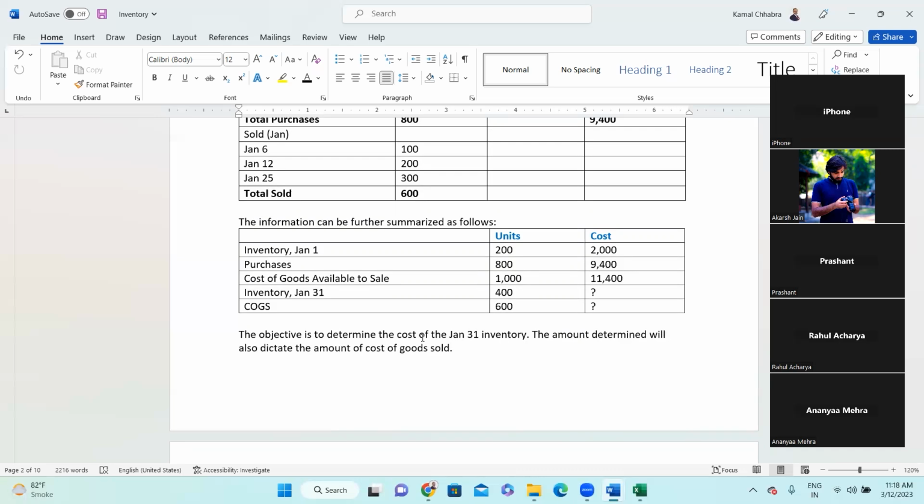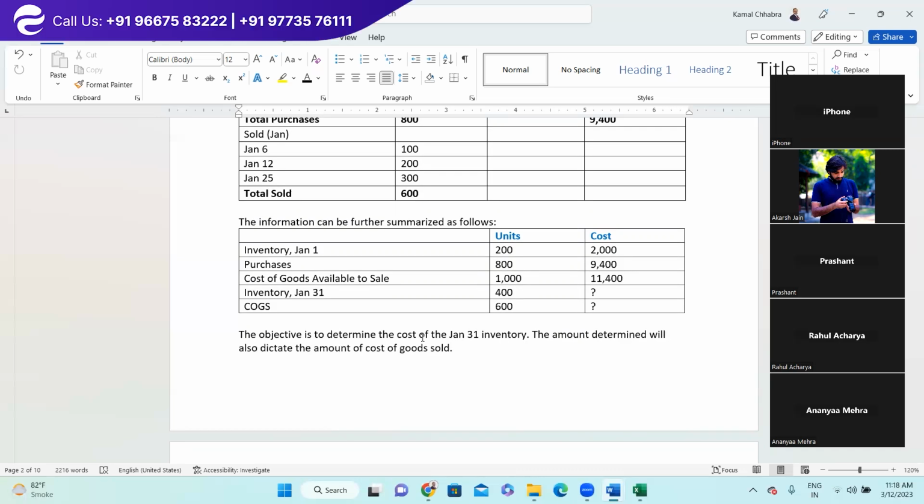So how much is the value we need to calculate? Can anyone do the math for me? What is the value of inventory and cost of goods sold? Can someone do the math for me?